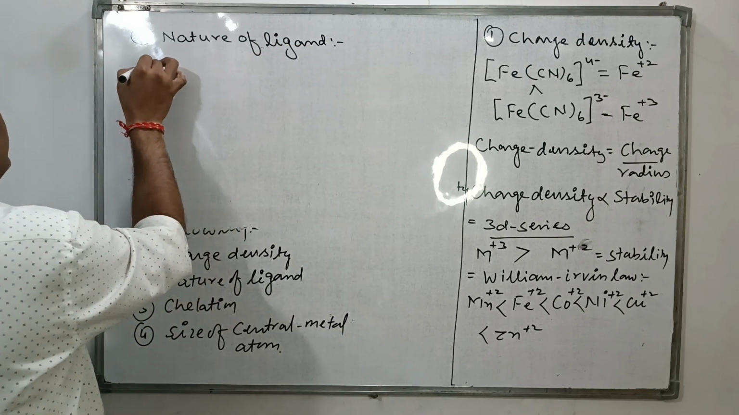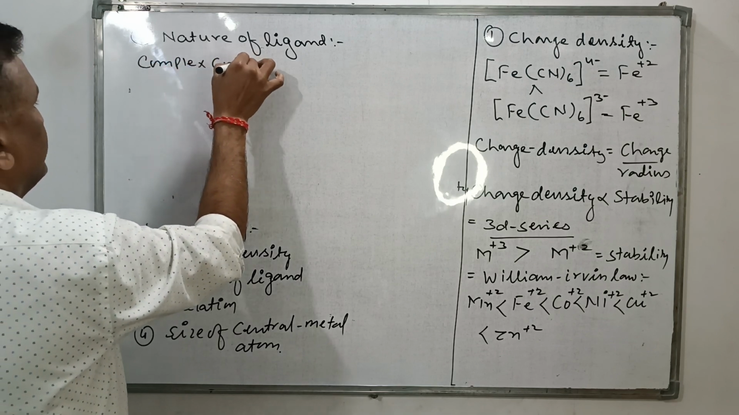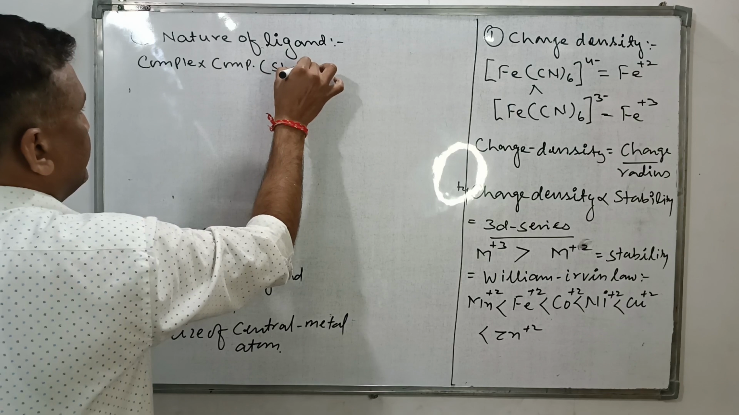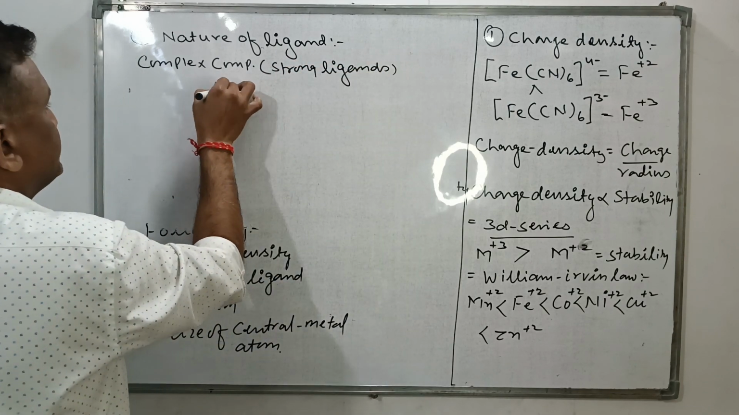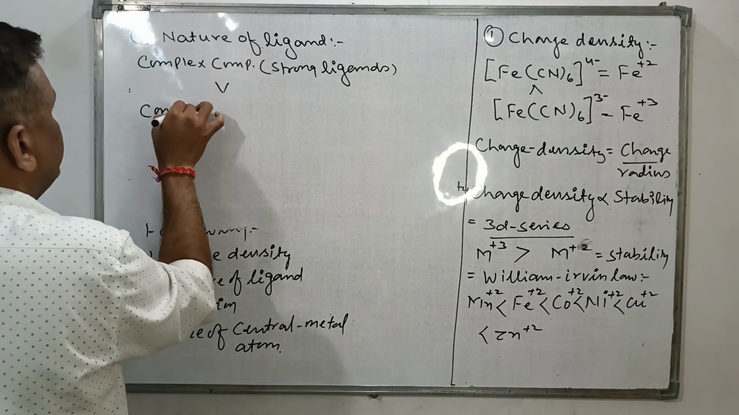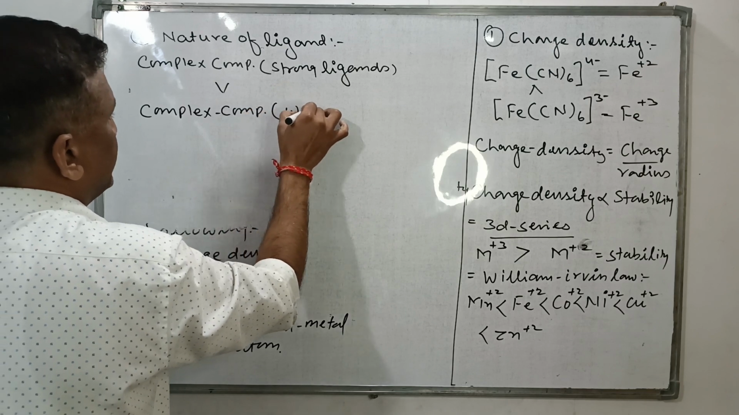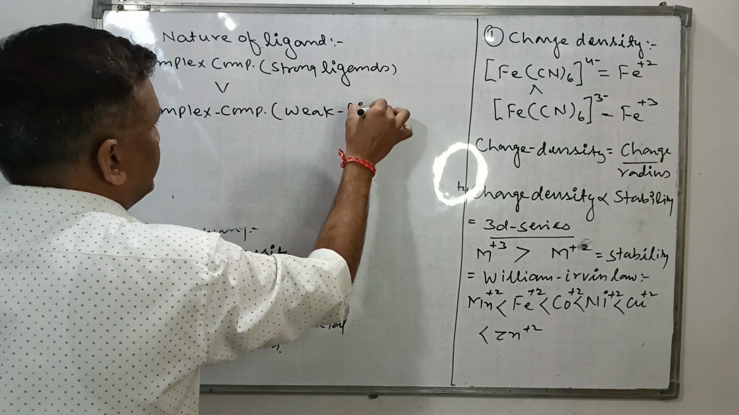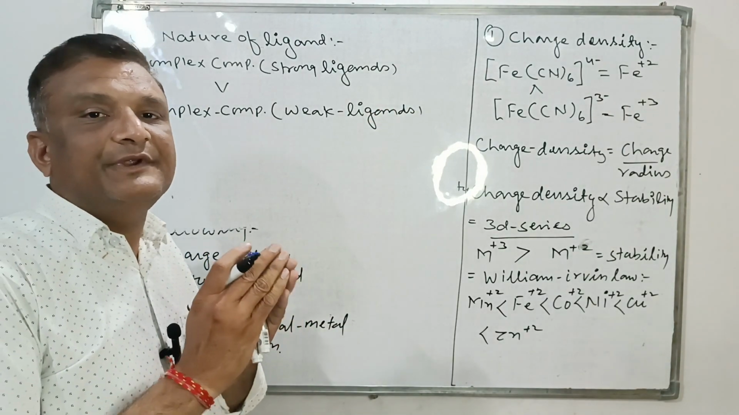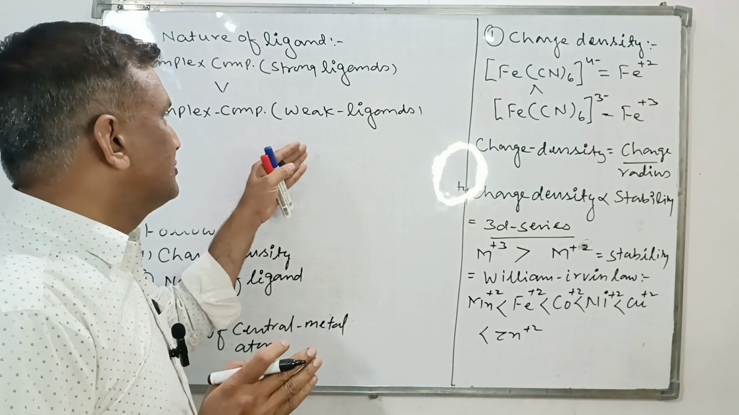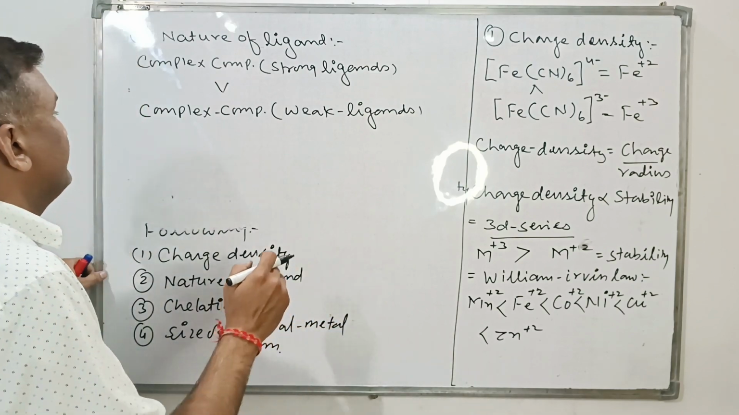For this you can say a complex compound having strong ligands will be more stable than a complex compound having weak ligands. Why? Because if there are strong ligands, there will be greater attraction between the metal atom and ligand. So the strength of the coordinate bond will be higher, and in that case stability will also be higher.